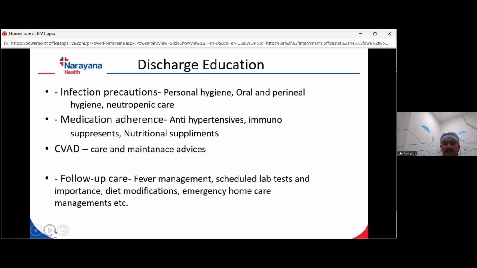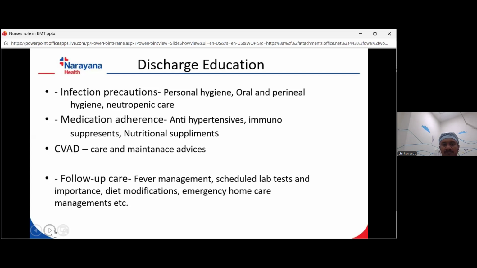And for the CVAD, the central venous access device, the majority of the patients are discharged with a central venous access device. So the parents must be aware of the care and maintenance of the device. Mainly we advise weekly dressing and flushing for the CVAD. The parents must be aware of that, and the child's central line has to be taken care of.